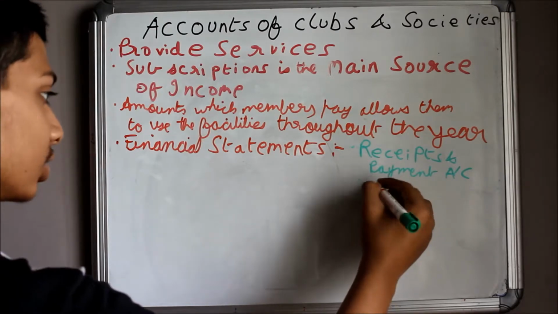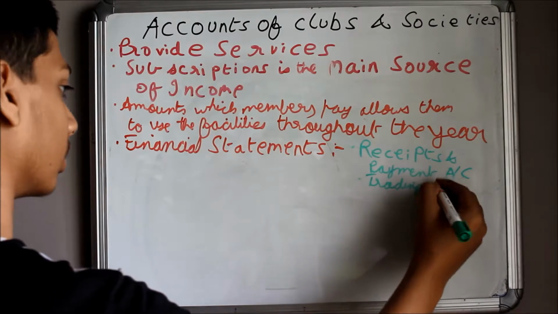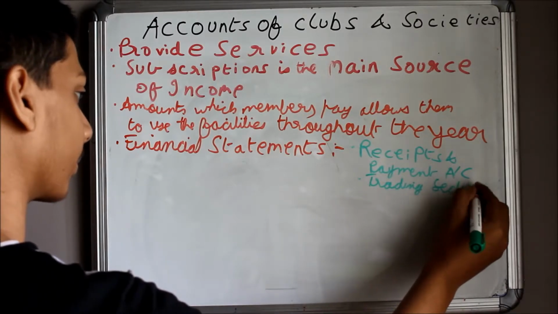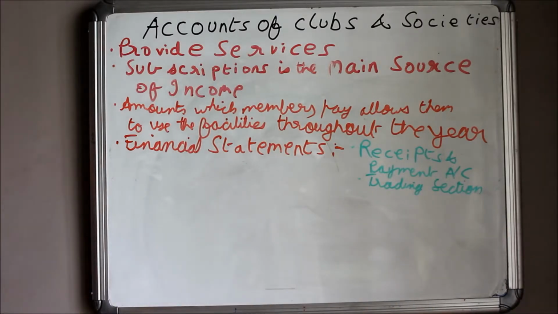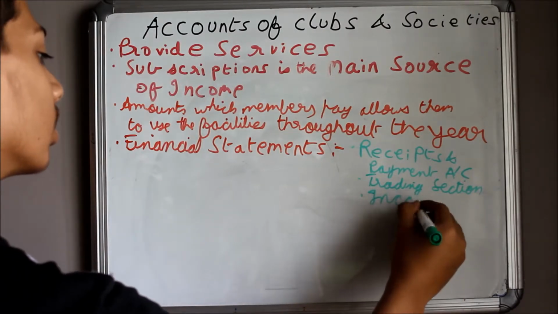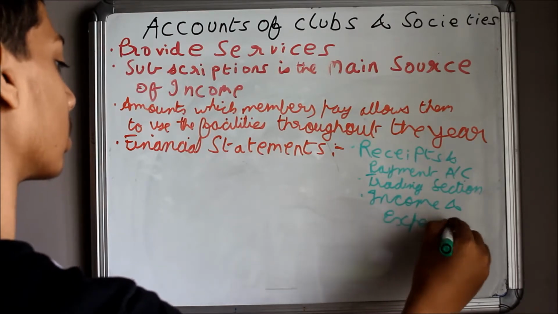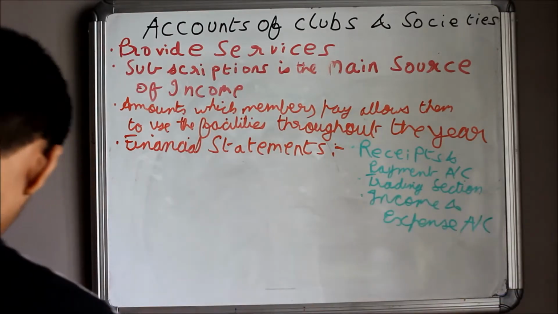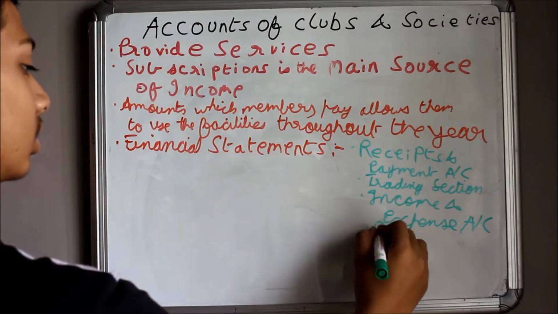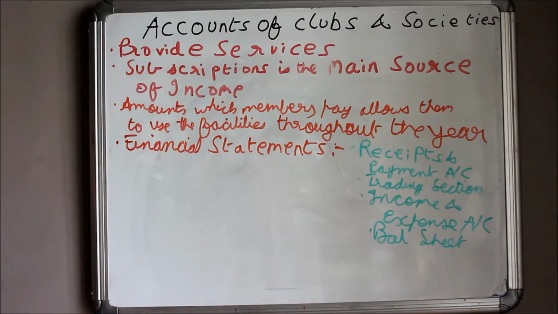Then there's the trading section of the income statement. I'll just write trading section over here. Followed by the income and expense account. And finally the balance sheet, which doesn't need an explanation, I guess, for now. So these were a few things you should know of the accounts of clubs and societies.